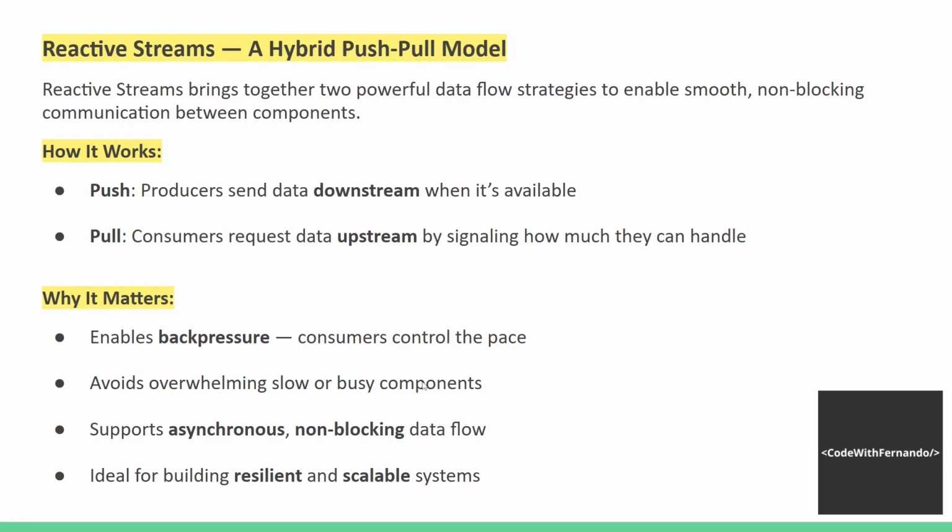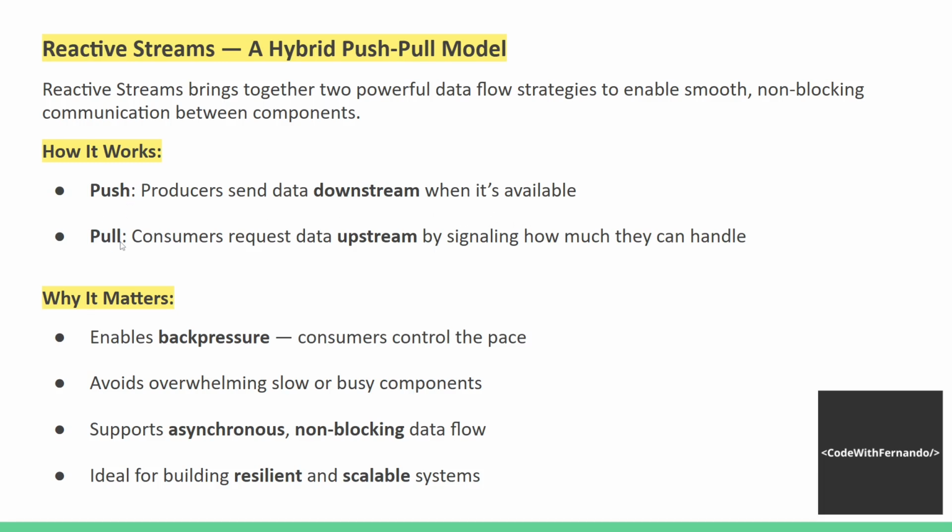Okay, then we have this push-pull model. This is a hybrid approach. Reactive streams brings together two powerful data flow strategies to enable smooth, non-blocking communication between components. How it works? Push: producers send data downstream when it's available. This is the push path.